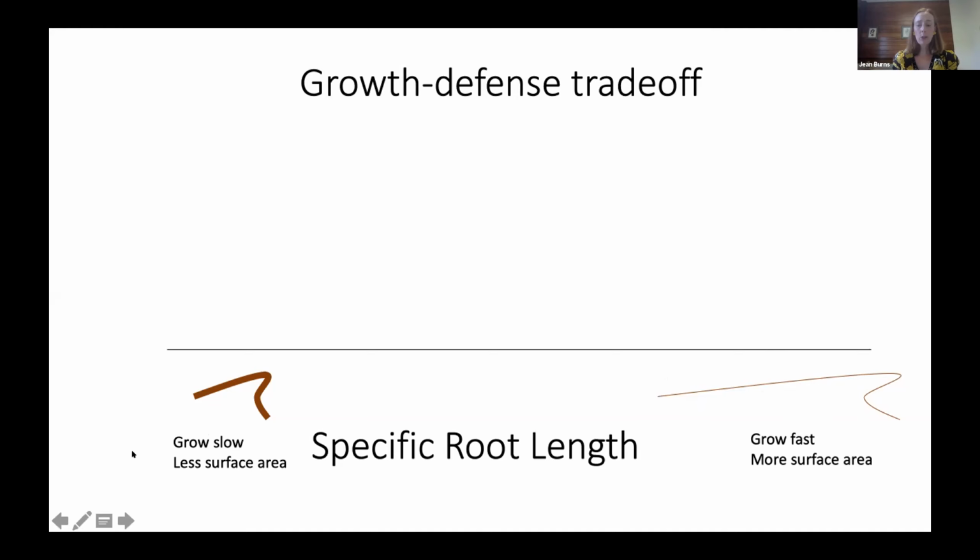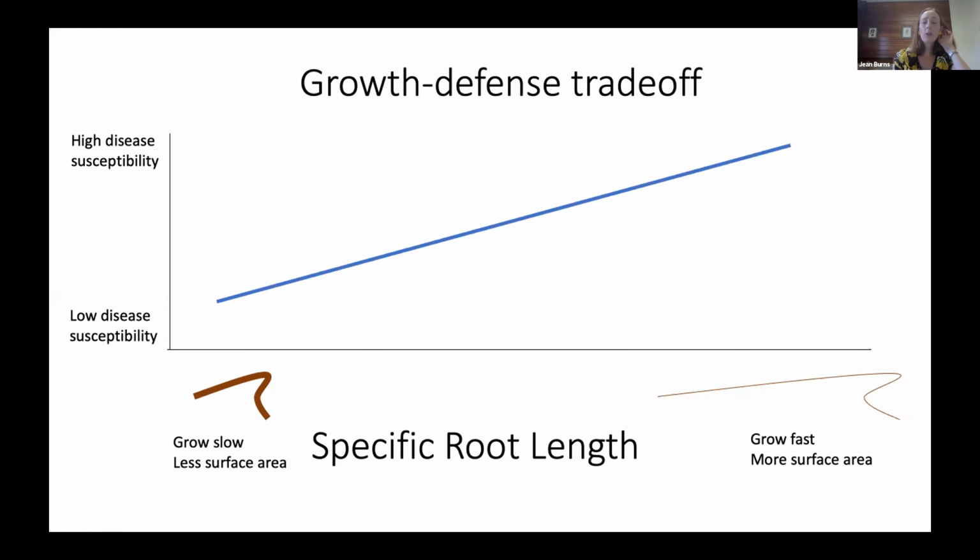And if there is a growth defense trade-off, then you would predict that the specific root length trait would correlate with disease susceptibility, like susceptibility to Phytophthora cinnamomi. And so you predict a positive correlation between these two things, because plants that grow fast and have more root surface area should be more disease susceptible, whereas slow growing plants should be selected for more disease resistance. That is, they should have lower disease susceptibility. So you expect a positive correlation between these two variables if there is a growth defense trade-off.